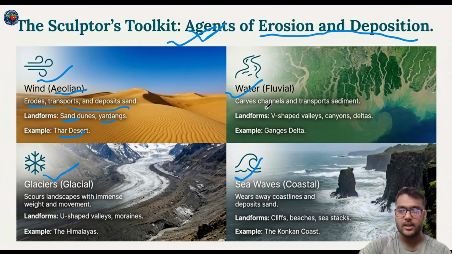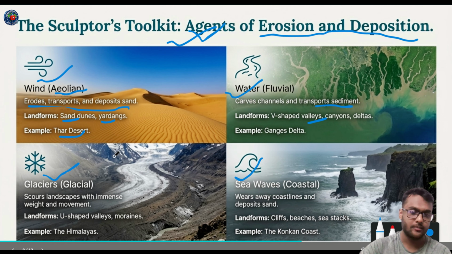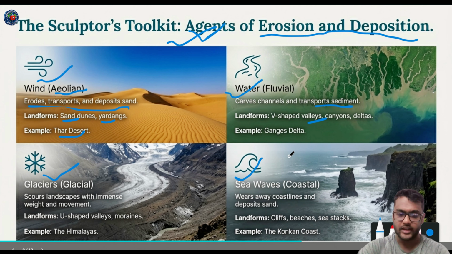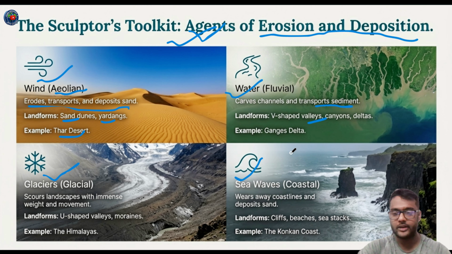Then water carves channels and transports sediments. Landforms: V-shaped valleys, canyons and deltas. Example: the Ganges Delta. Then glaciers scour landscapes with immense weight and movement. Landforms: U-shaped valleys, moraines. Example: the Himalayas. Then sea waves, coastal, wear away coastlines and deposit sand. Landforms: cliffs, beaches, sea stacks. Example: the Konkan coast.